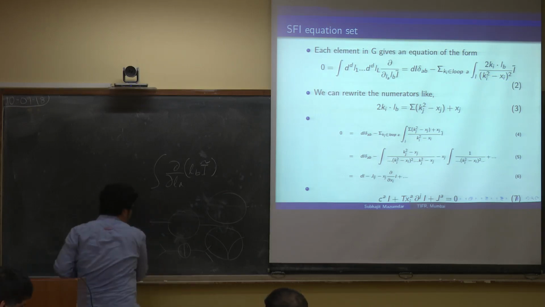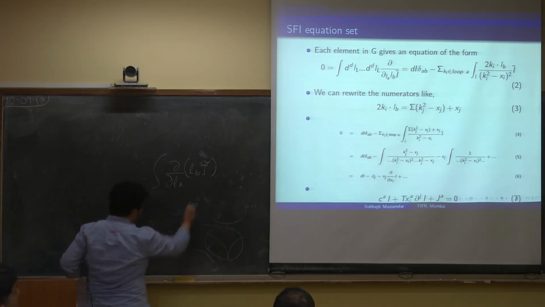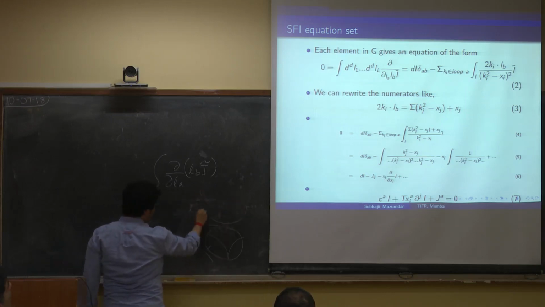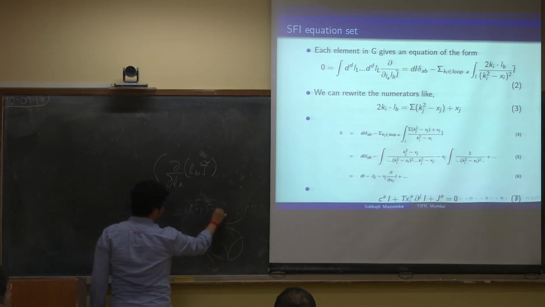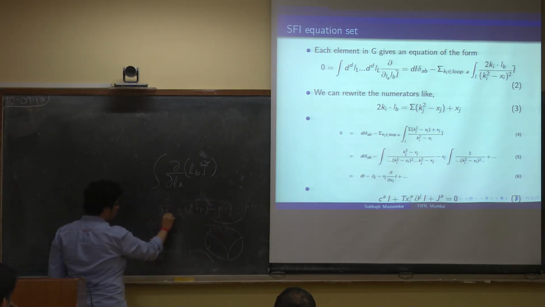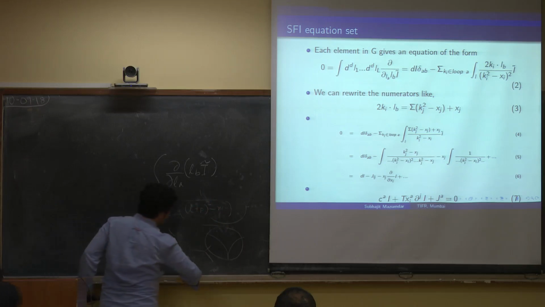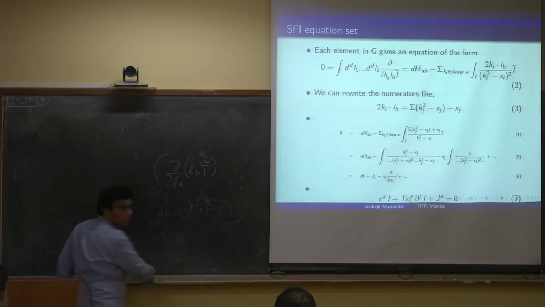For example, suppose what will happen? You have a propagator something like this. Suppose you hit it by this. What will happen?